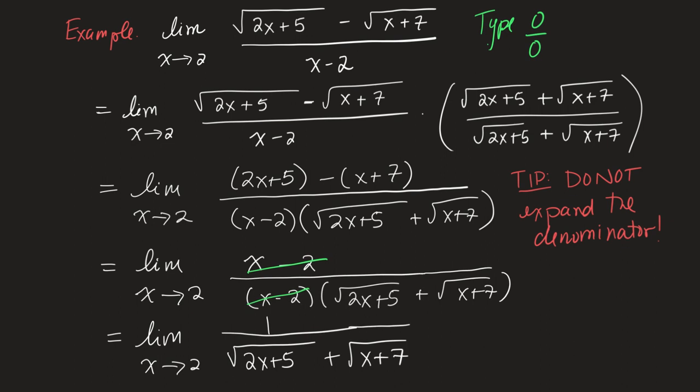So I can go ahead and evaluate that limit, and I get 1 over the square root of 2 times 2, which is 4, plus 5, so root 9, plus the square root of 2 plus 7, which is 9. I get 1 over 3 plus 3, which is 1/6.